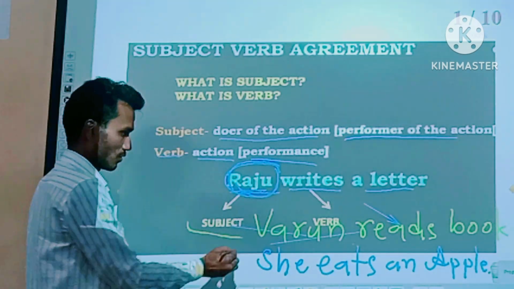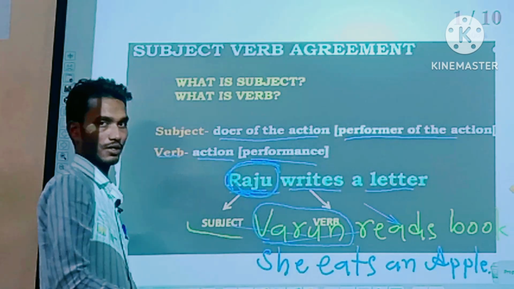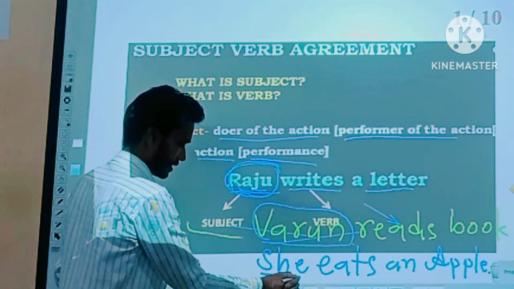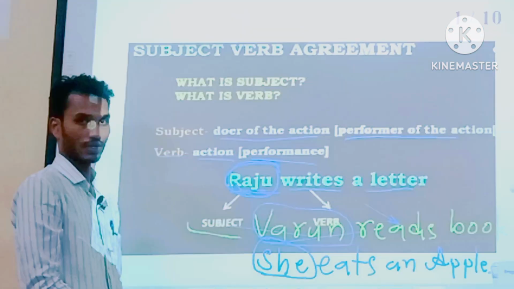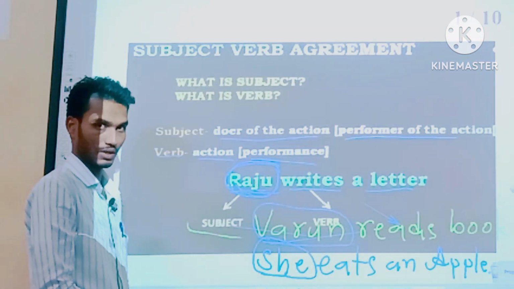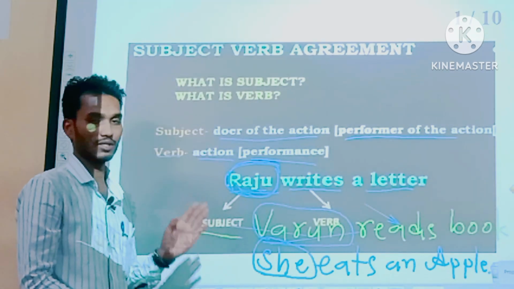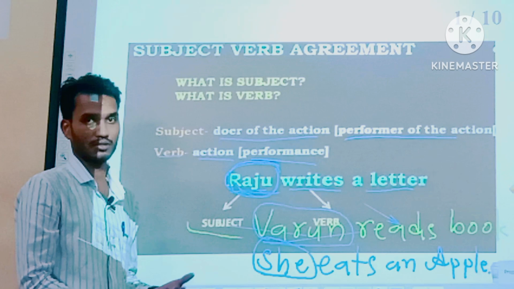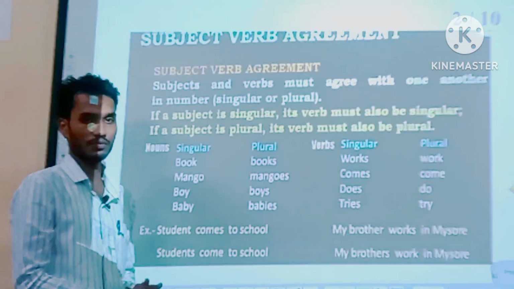Say for example, Varun reads a book. Here Varun is a subject who is reading a book, right? And she eats an apple. Here she is a subject, right, who is eating an apple, right? So in other words, you could say subject does the action and verb is nothing but an action. That's it. Okay. Then the agreement here is very simple.